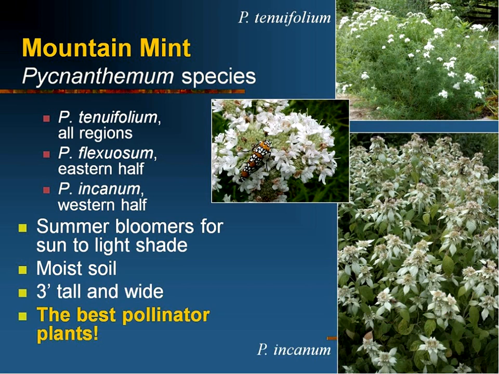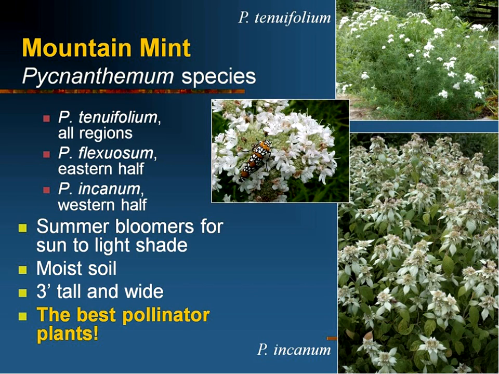The absolute number one plant, though, for pollinators has to be mountain mint. And even though it's called mountain mint, these plants grow across the state, and there are several different species. The flowers themselves are nice. They're not outstanding, but the value in this plant is the company it keeps. It is just a treasure trove of pollinators. It's fascinating to watch how many different species will visit this plant when it's in flower.